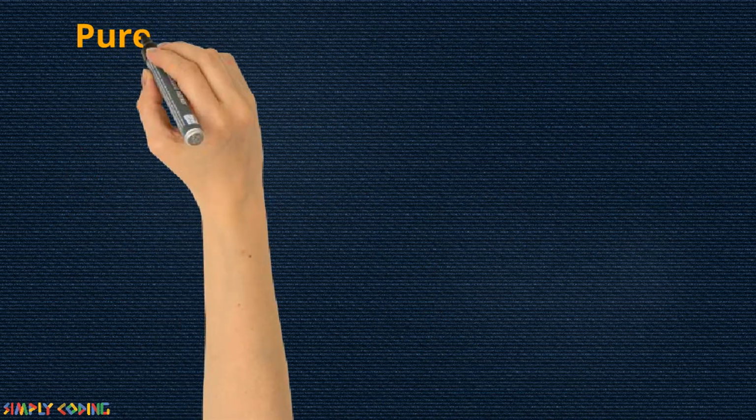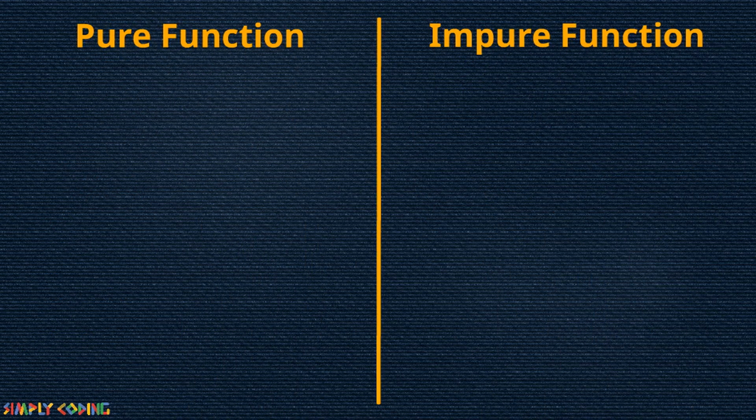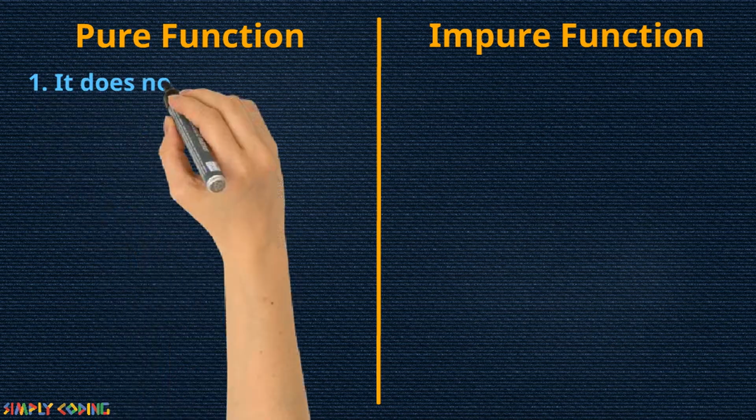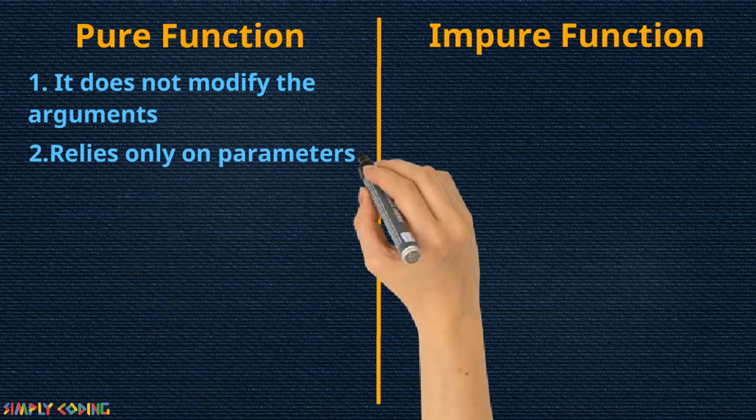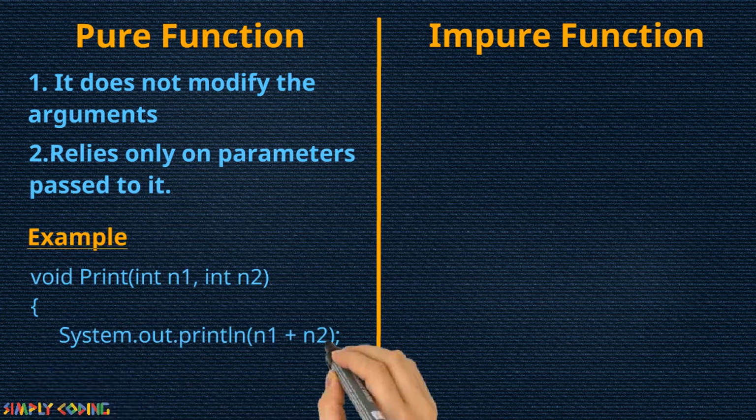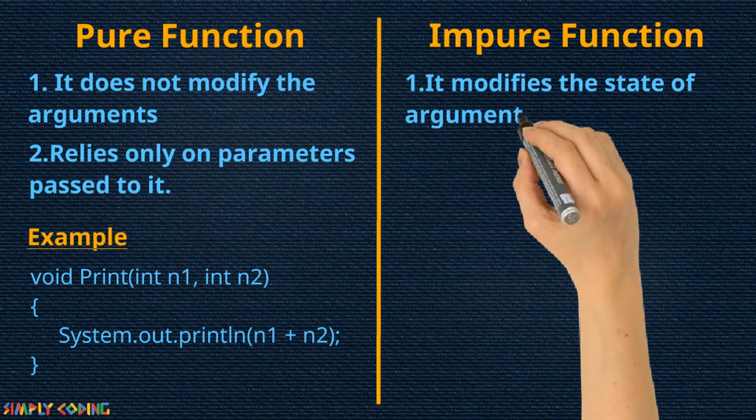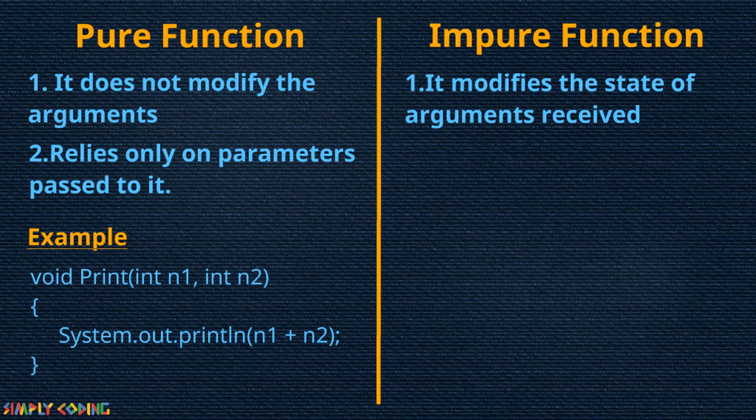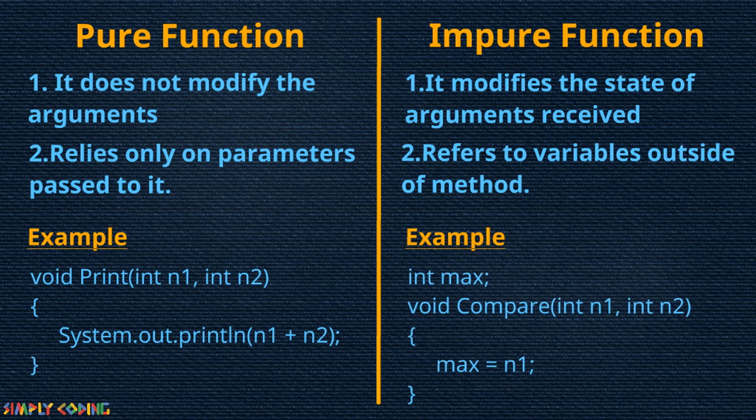In Java, some methods are called pure and some methods are called impure functions. A pure function does not modify the arguments and it relies only on the parameters passed to it. An impure function either modifies the state of the arguments received or refers to variables outside of the method.